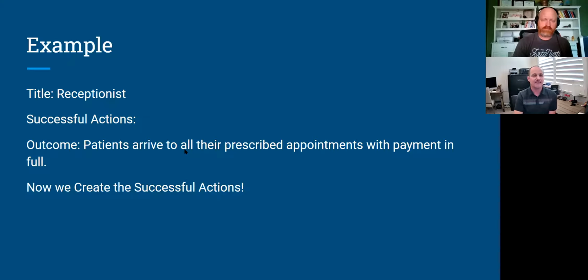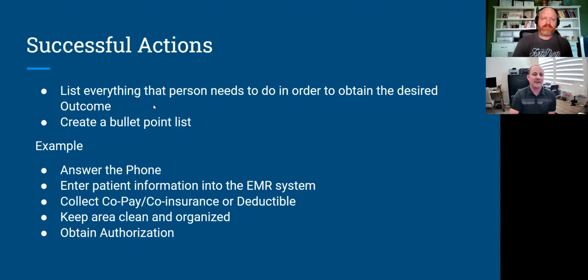That makes sense? Mm-hmm. So a good example of this, if we look at this again, is I just tell people, create a quick bullet point list. Like 1, answer the phone. They have to answer the phone to be able to schedule the patient. Enter the patient information into the EMR system. Collect their copay or co-insurance or deductible. Keep your area clean and organized. Obtain authorizations. So you want to go through and list everything that makes the company successful in your position.